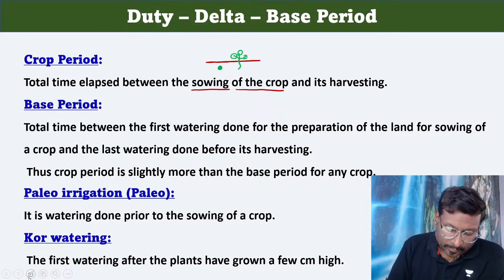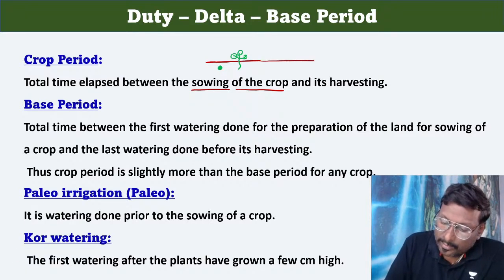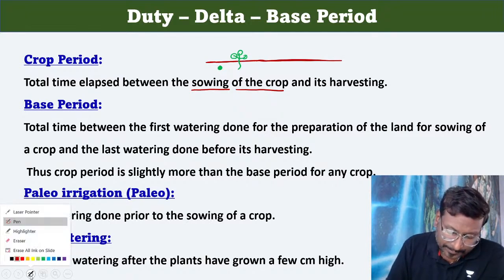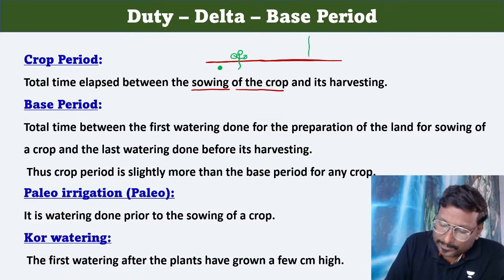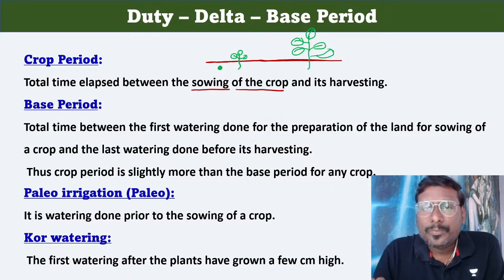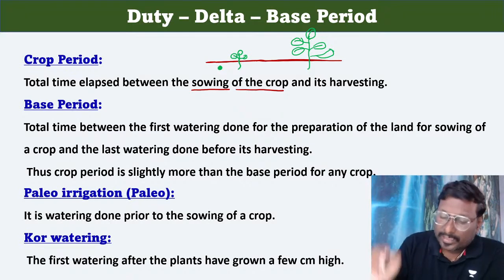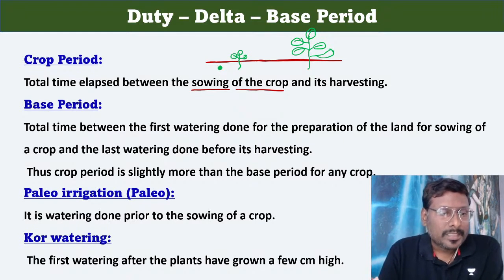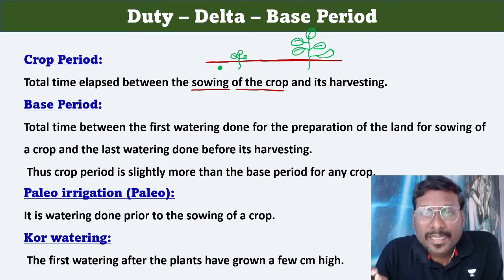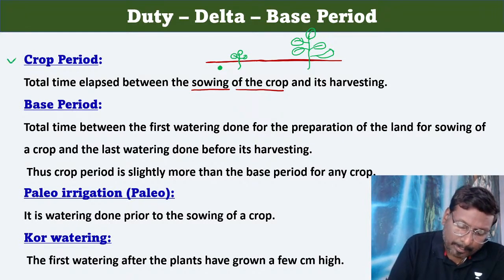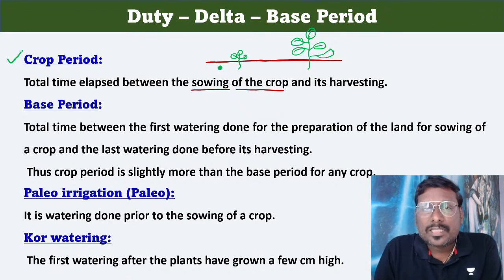Till its harvesting. Harvesting is whenever the crop is developed well and has started giving the yield: fruits, flowers, vegetables, whatever it may be. It has developed very well, and whatever is required has come. You are taking out the yield. That is called harvesting. Seeding to harvesting is called crop period.